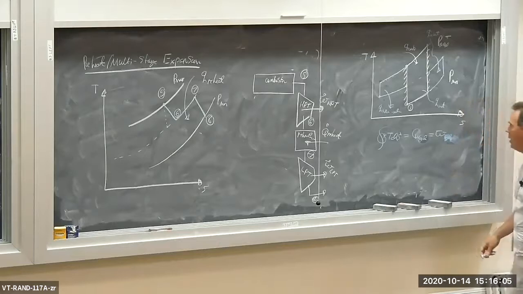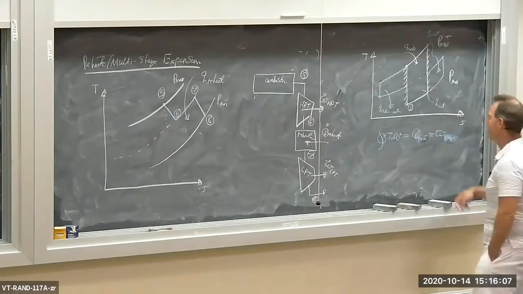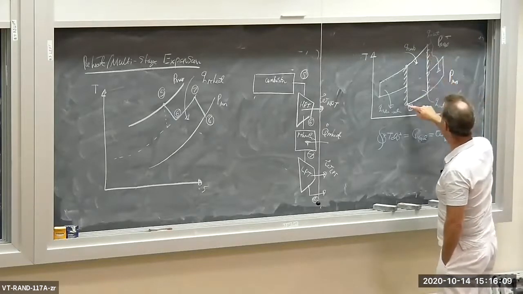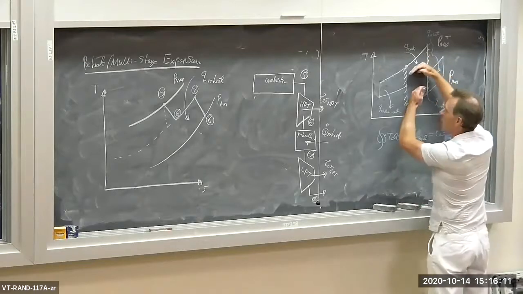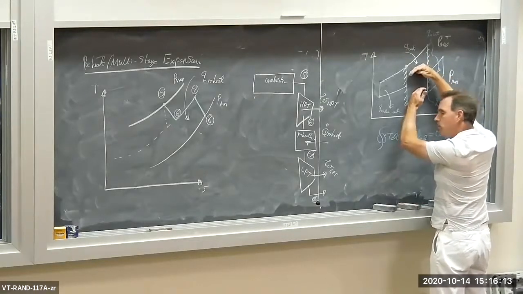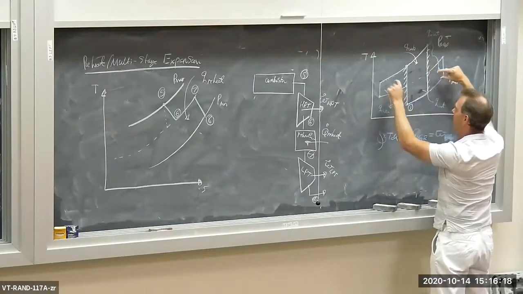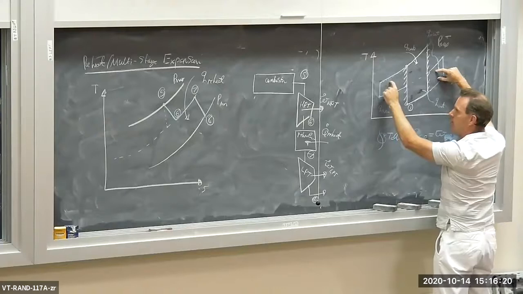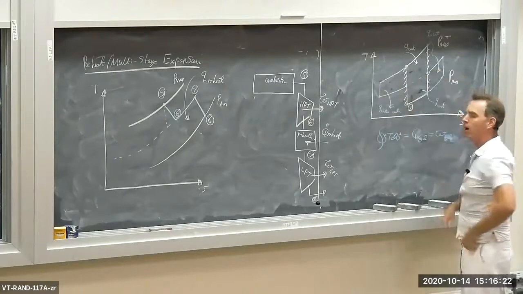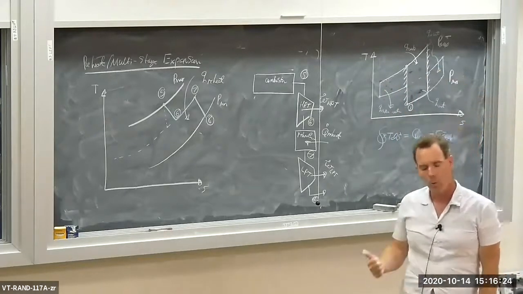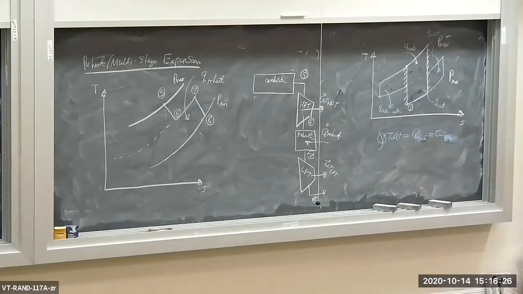Okay? Now let's compare the areas. The original cycle without intercooling and reheating just had this area right here. Okay? The new cycle with intercooling and reheating has not only this area, but it has these additional areas. So the entire area bound by the TS curve is greater when you implement reheat and intercooling.